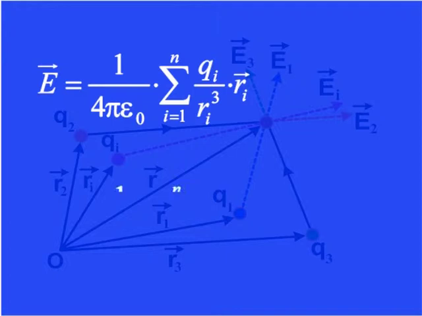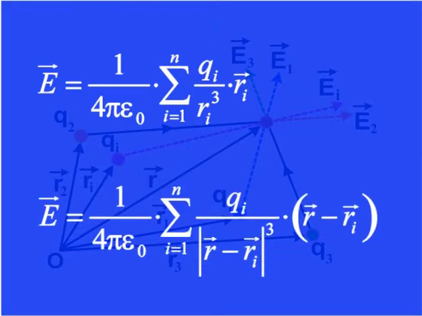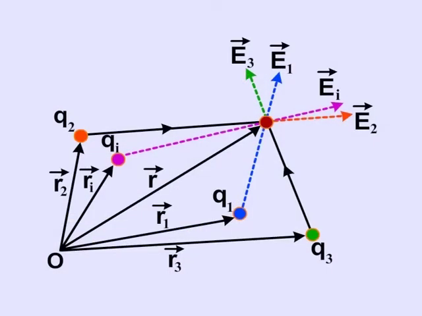On the other hand, in terms of position vector, E becomes equal to 1 upon 4 pi epsilon naught into summation of qi upon cube of the magnitude of vector r minus vector ri into vector r minus vector ri, with the value of i from 1 to n. Here, r is the position vector of the field point and ri is the position vector of the ith charge.